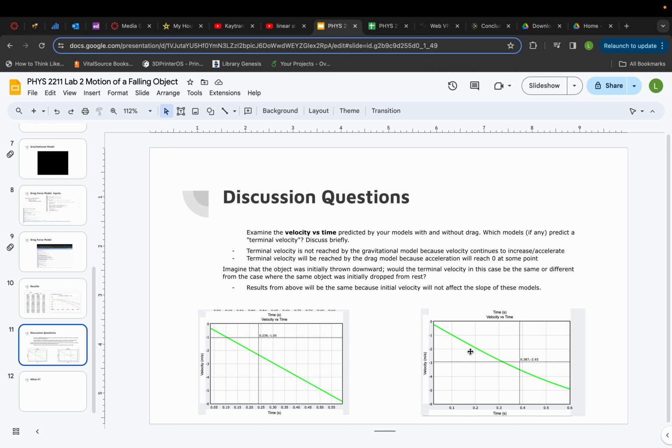As you can see, the slope is curved here. However, it is not curved, it is a constant slope in this model. If it was initially thrown downward, would the terminal velocity change? No, because initial velocity will not affect the slope of these models.